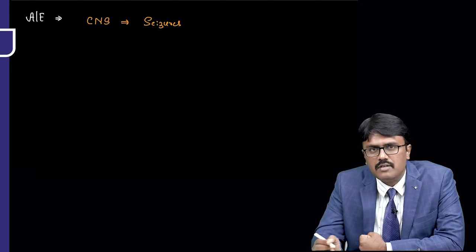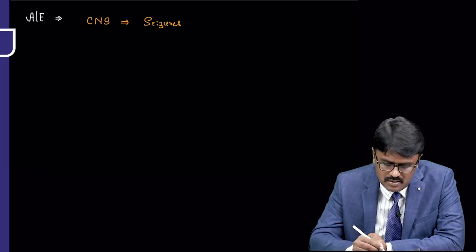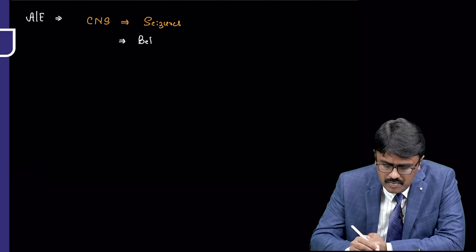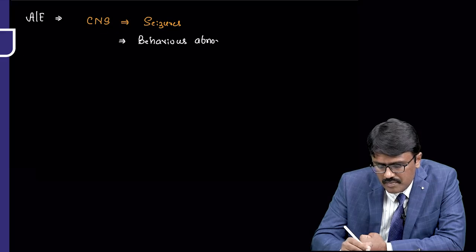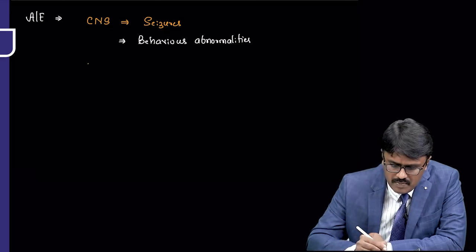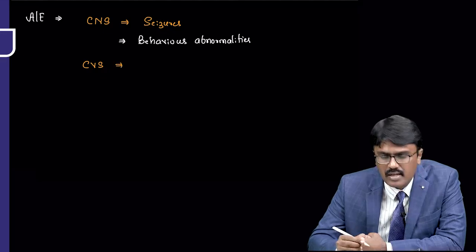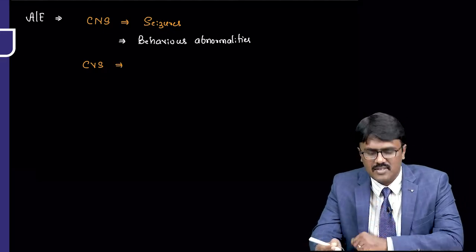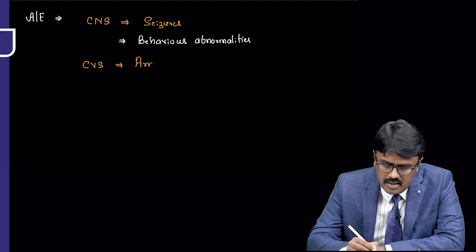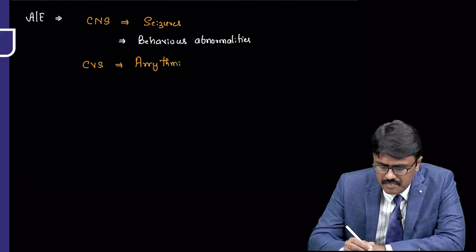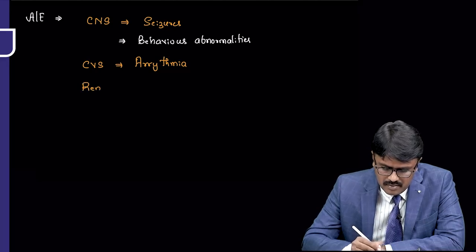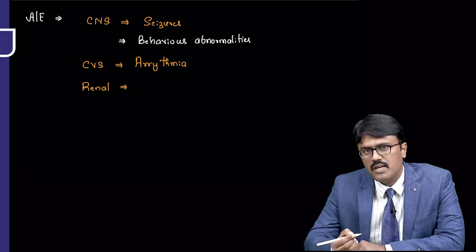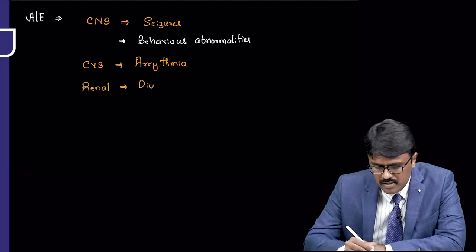So high levels of methylxanthine can cause seizures and they can cause behavior abnormalities. Now tell me what happens in CVS. So when you drink 10 cups of coffee, what happens? Heart rate increases. So when the heart rate increases, it may lead to arrhythmia. What happens in kidneys? So when you drink so much of tea or coffee, obviously it will lead to diuresis.